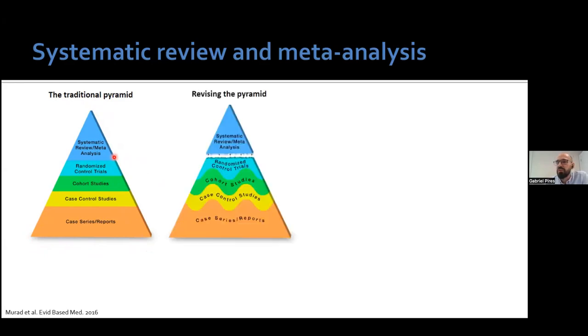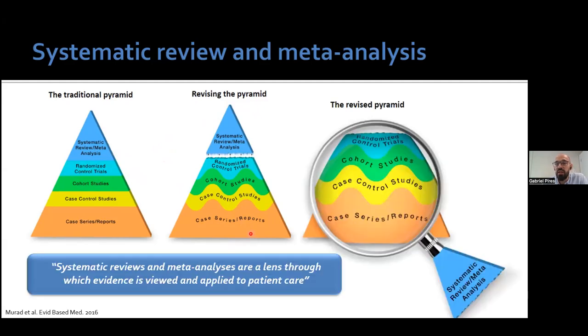But people were trying to recontextualize it, because the fact is that systematic review is not always the only, nor the best way to synthesize evidence. So the first step to revise the pyramid was to chop the systematic reviews out of the pyramid. It is not necessarily a way of generating evidence, but actually a way of understanding the evidence that is available. So if we can quote the now traditional and classic article by Murad, you can say that systematic review and meta-analysis are a lens through which evidence is viewed and applied to patient care.